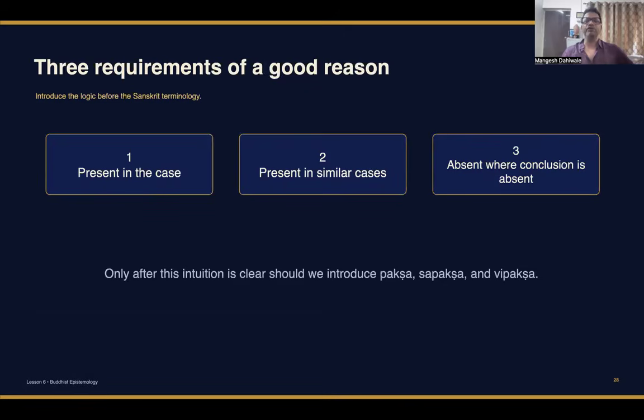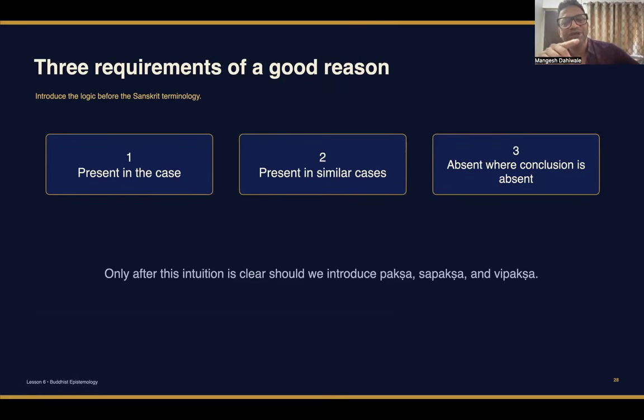Three requirements of a good reason. Why do we believe something to be a valid cognition? So there are three reasons to believe something: present in the case, present in similar cases, absent where conclusion is absent. So these three are called paksha, sapaksha, vipaksha. These are the three ways by which we understand. So I'm going to explain to you present in the case.